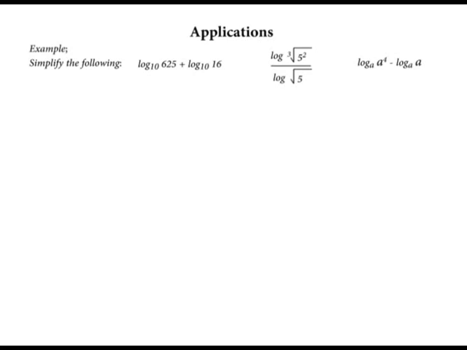In the solution, number 1, log to base 10 of 625 plus log to base 10 of 16. Using rule 2, this is equal to log of 625 times 16. And so we shall have log to base 10 of 10,000, and that is equal to 4, because 10 raised to power 4 is equal to 10,000.